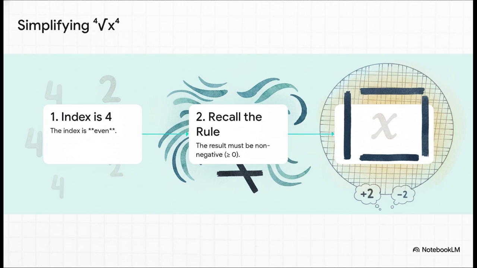But what if x itself was negative? Say x was negative 2. Well, negative 2 to the fourth power is positive 16, and the fourth root of 16 is positive 2. So to make sure our final answer is always positive, we have to put absolute value bars around the x. It's like a little safety guarantee.